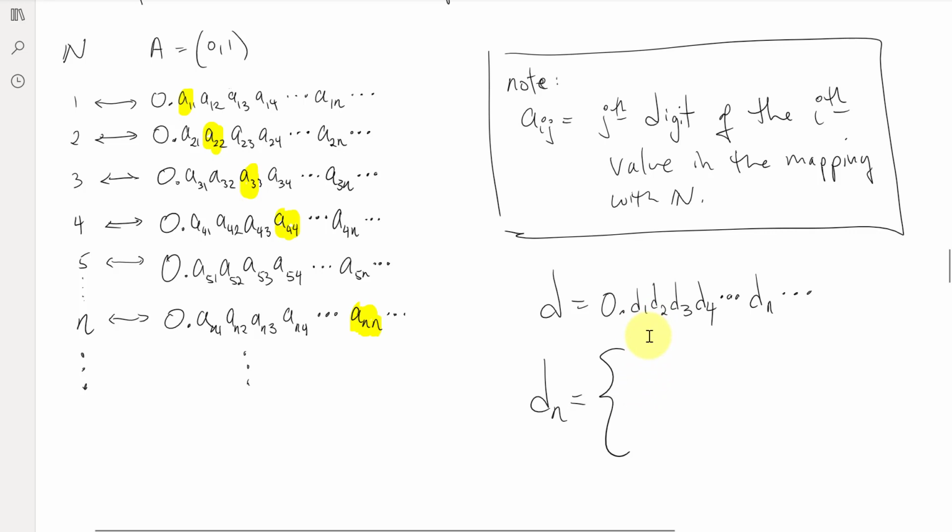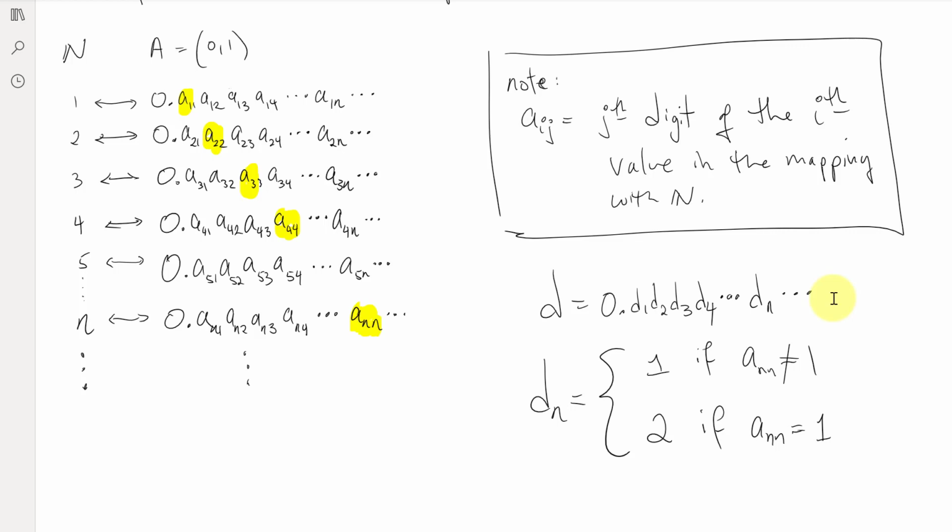In other words, I'm doing this. Make D sub n a 1 if A sub nn is not a 1, and make it a 2 if A sub nn is actually equal to 1. So as long as this is not a 1, then I'll set 1 in the value for that digit in D. And if this actually was a 1, then I'll make the value 2 in my expansion for the number D. Let me illustrate what that would look like.